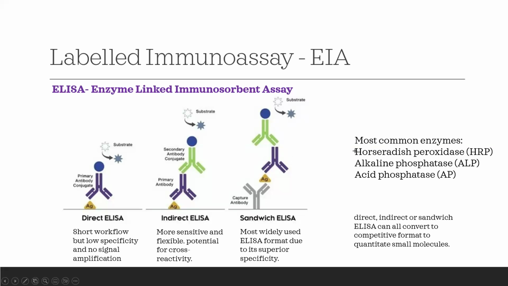In terms of the enzymes we use, the most common enzymes are HRP, ALP, and AP. For the third group, I do not want to discuss too much further. The third group is what we call the competitive format. Direct ELISA, indirect ELISA, and sandwich ELISA can all be converted to a competitive format, as we discussed earlier for the competitive assay. Basically, you introduce another antigen into it. The competitive format of the ELISA is used to quantify small molecules.